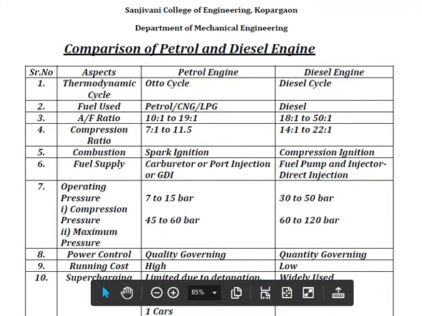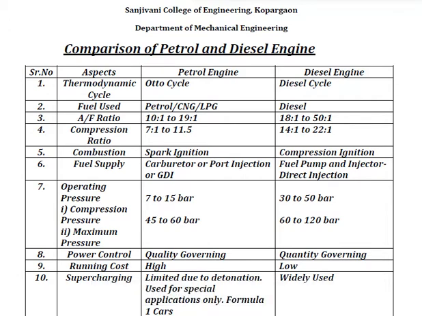Now what are the parameters that we need to consider when we compare a petrol engine and a diesel engine? The first comparative point is the thermodynamic cycle. The petrol engine works on the Otto cycle and the diesel engine works on the diesel cycle. Basically the Otto cycle is a constant volume cycle and the diesel cycle is a constant pressure cycle. So constant pressure heat addition in case of diesel engine and constant volume heat addition in case of petrol engines.